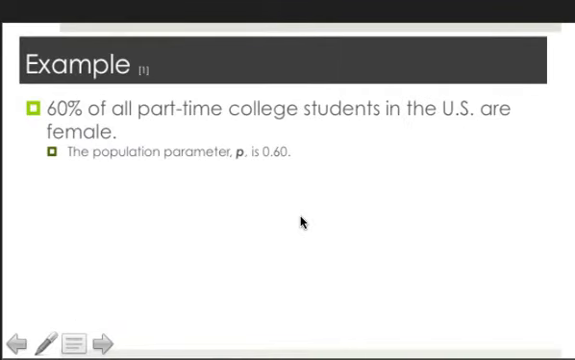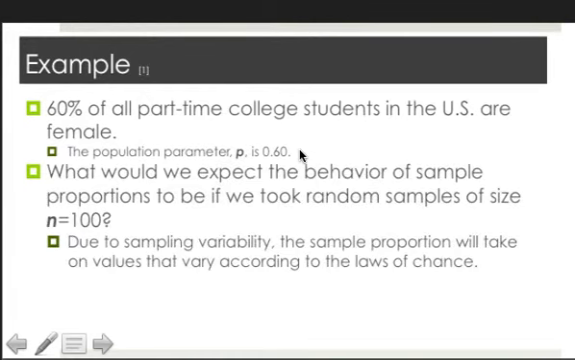Let's start with an example. Suppose we know that 60% of all part-time college students in the United States are female. In other words, we're being given a population parameter. We're being told something about all part-time college students in the U.S. The question here is, what would we expect the behavior of sample proportions to be if we took random samples of size n equal 100? So to be clear, let's take samples of size 100 and see what would happen if we did that many times.